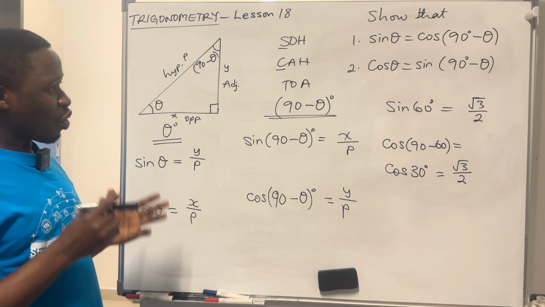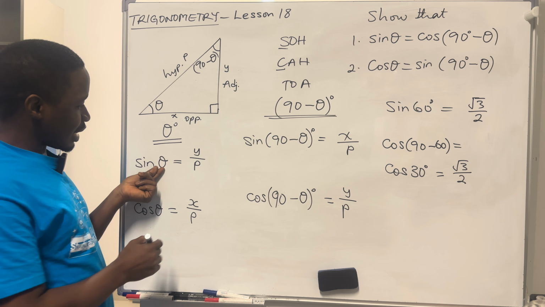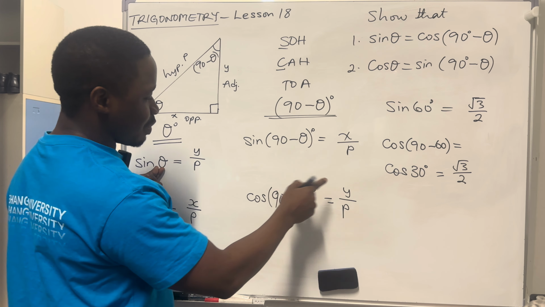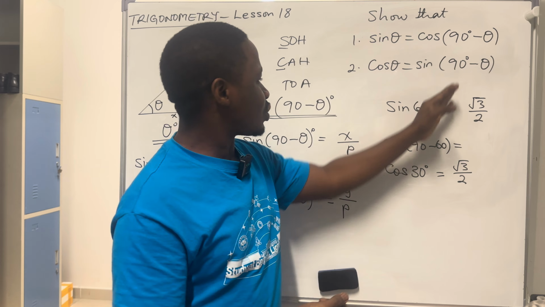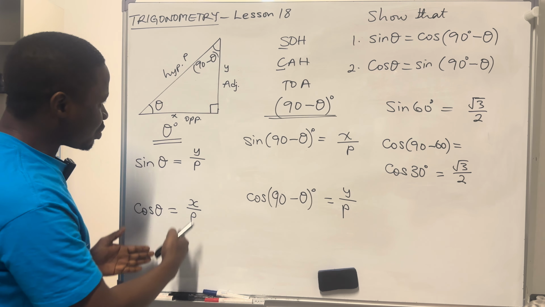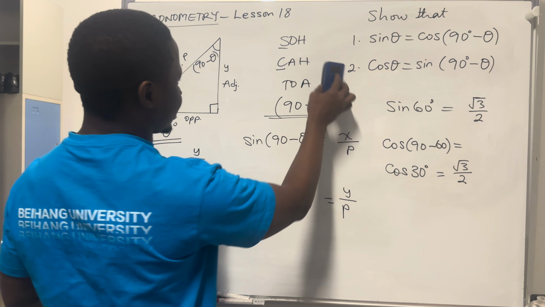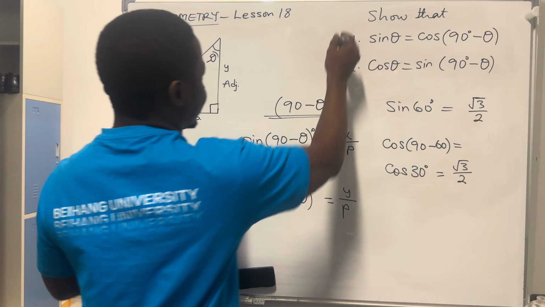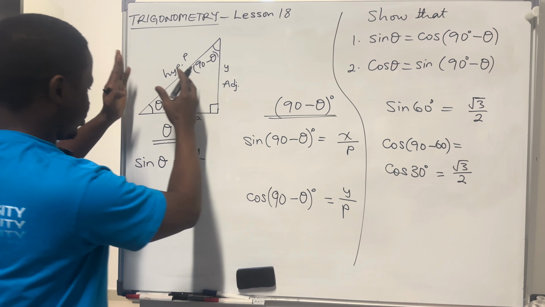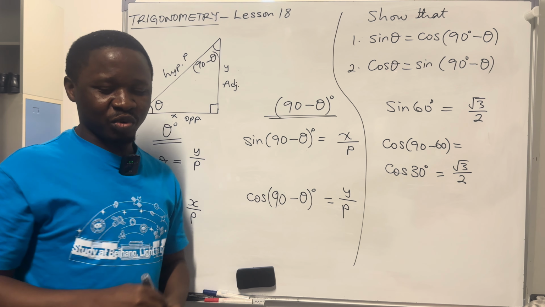So this one concludes that sine theta is equal to cos of 90 minus theta. The only thing is, once the teacher asks you to show that this is equal to this, these are the steps, then you come to this. This is not part of the procedure. This is just like explanation. So the solution is this one, if your teacher asks you to prove them.